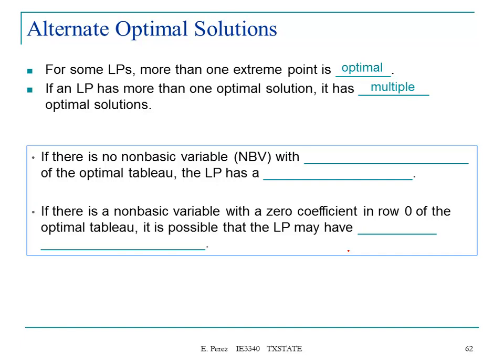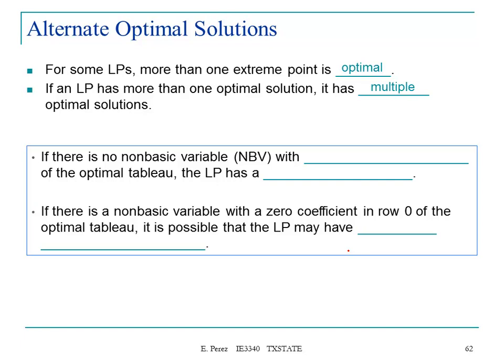So when you draw the ISO profit line, it was touching that line. It was not touching only one point, it was touching the whole line. That's when you have multiple solutions. Okay? So we can identify that case in the simplex method by looking at the tableau.